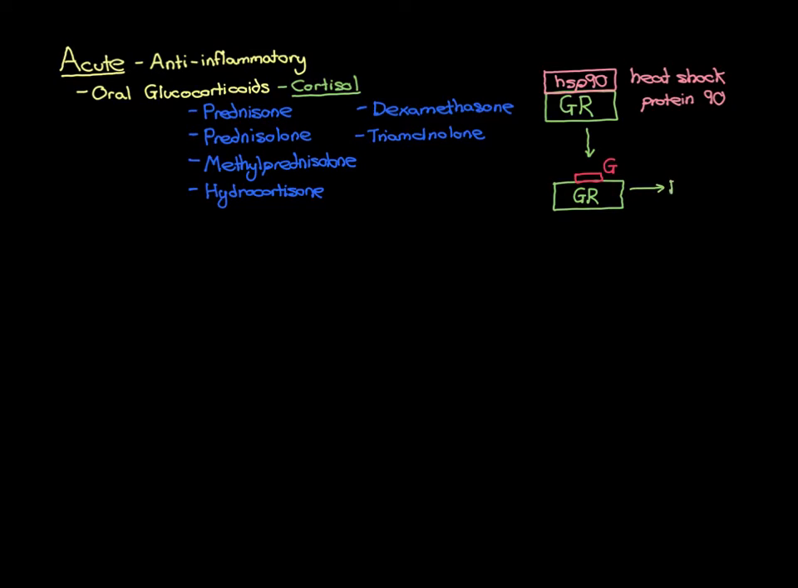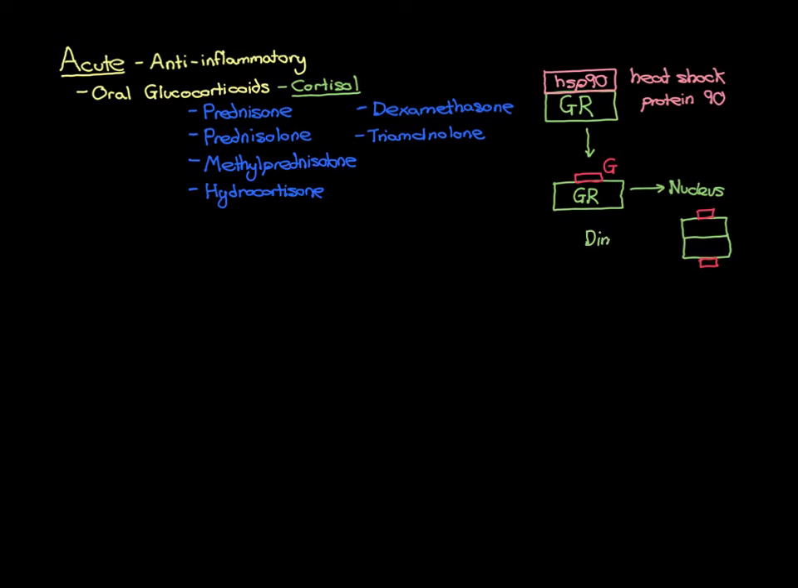So it'll go into the nucleus, and then it will dimerize with other glucocorticoid receptors that have entered the nucleus. So let me just draw this here. So here's one glucocorticoid receptor and here's another glucocorticoid receptor, and they've dimerized together, and both of them have to have a glucocorticoid bound to them. So here's that one's glucocorticoid and here's this one's glucocorticoid. So they dimerize once they're in the nucleus.